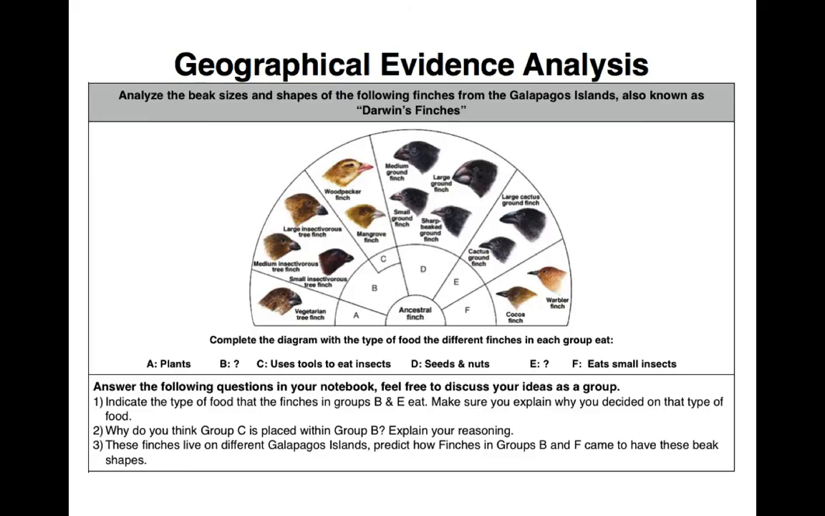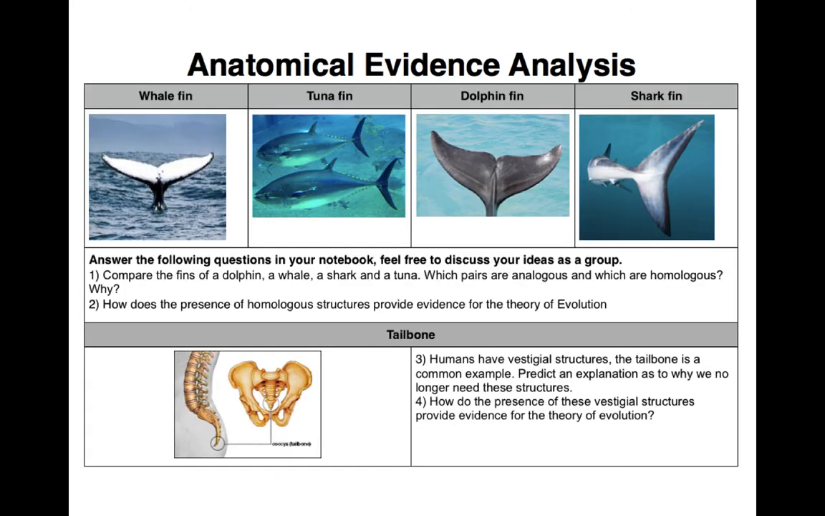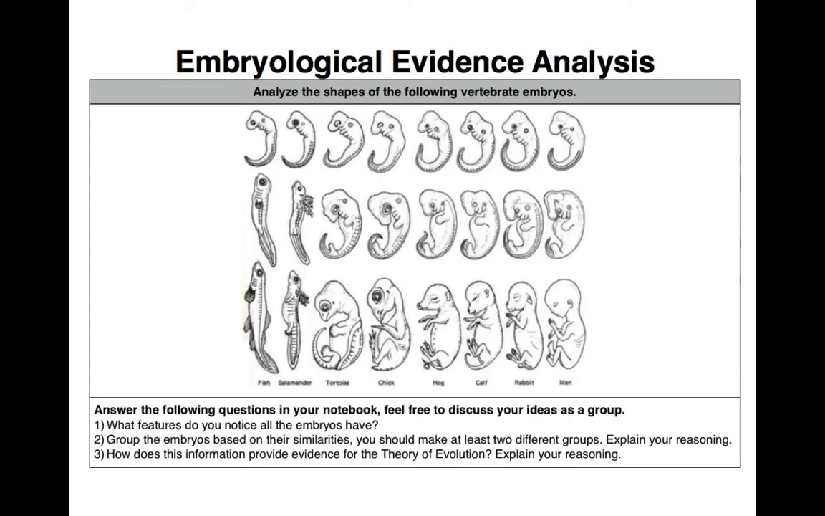So the first one is this slide. It's showing geographic evidence of the different beaks. There are all these different species of Galapagos finches, also known as Darwin's finches, and he analyzed their beaks very closely in his research. There are 3 questions to answer. The next one is anatomical evidence. We have fins to compare. You have to answer 2 questions with the fins, and then tailbones to compare, answer 2 questions about tailbones. And then we have embryological evidence, so here's a little more detail about more species' embryos, and 3 questions to answer. That is your task.